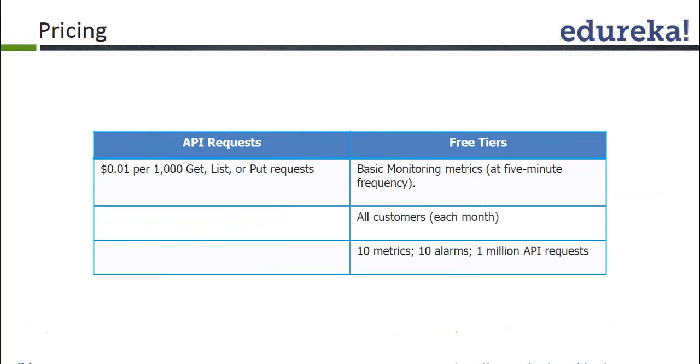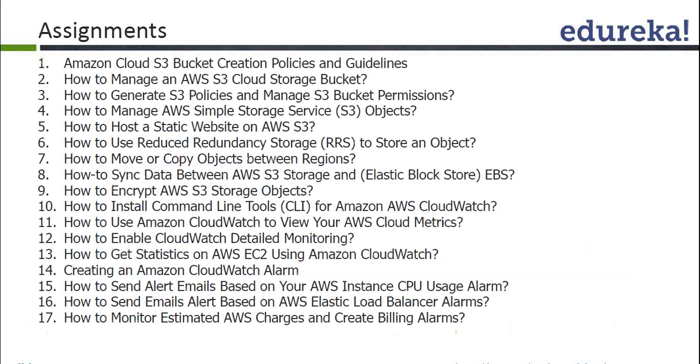So this is all about the CloudWatch, and this is what the free tier would offer you. How much is available? Any questions? Are we all clear on the CloudWatch and S3?